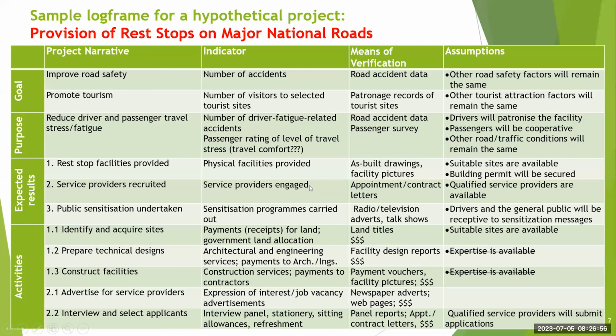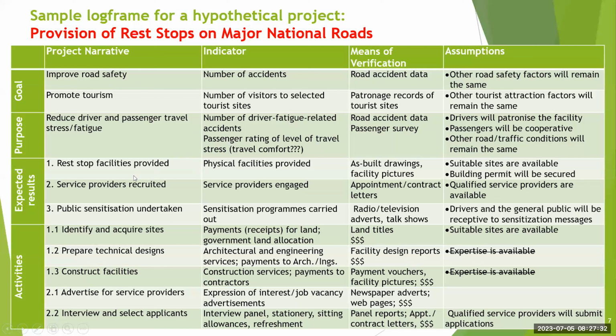Similarly, when we come to the overall goal that we want to contribute to, improvement in road safety, then maybe the total number of road accidents can be an indicator. And by the same means, we'll get that from road accident data. And again, this is on the premise that other road safety factors will remain the same. So that is how you demonstrate this.